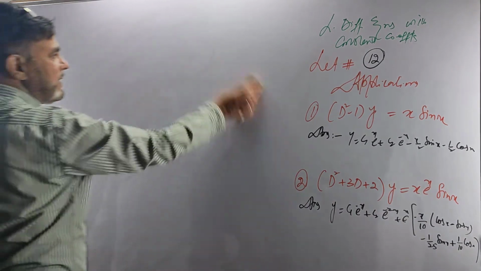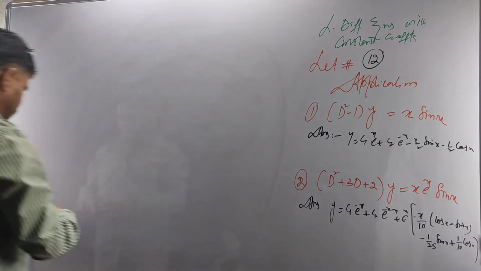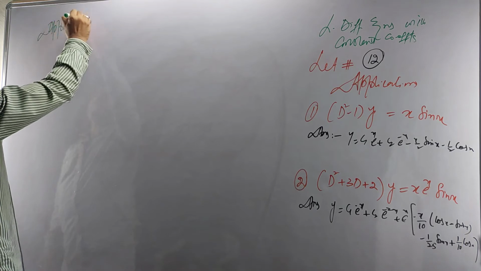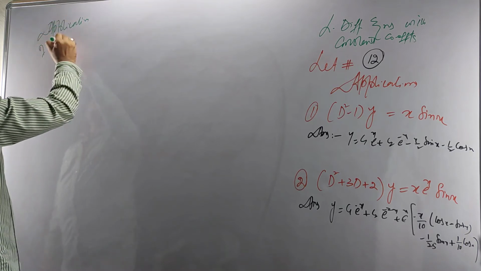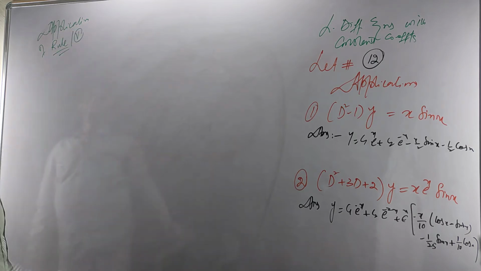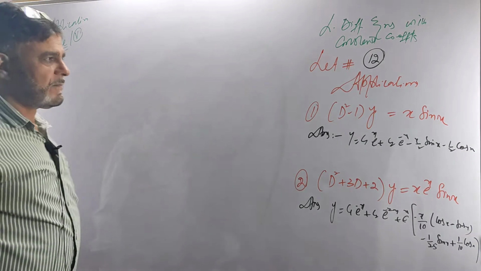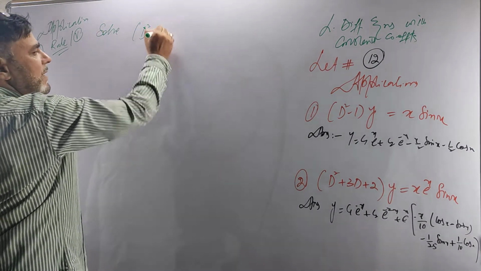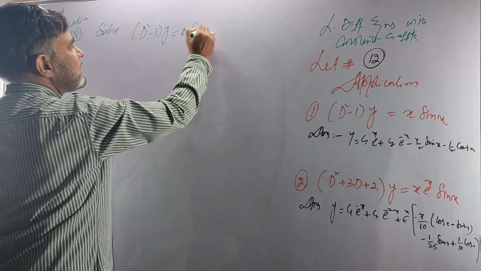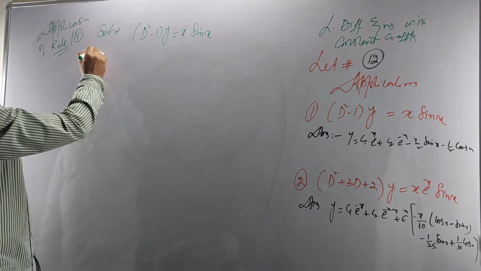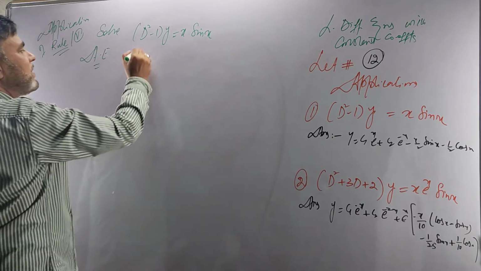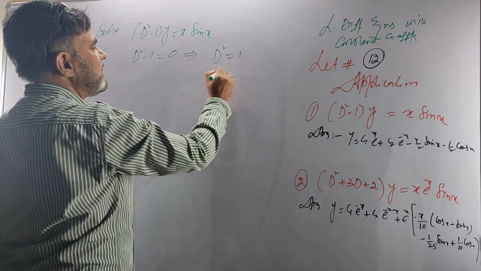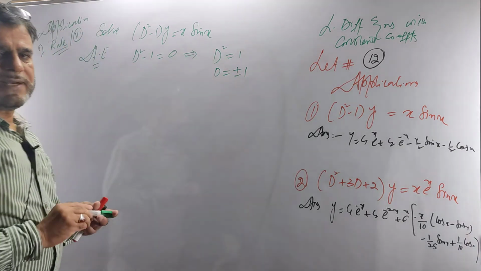This is rule number 5th application, for finding out what? Particular integral. Suppose I have to solve the differential equation (D square minus 1) y equals x sin x. First of all, you have auxiliary equation here, which is D square minus 1 is equal to 0. This gives, as usual, D square equal to 1. This gives D equals plus minus 1, two real and different roots.